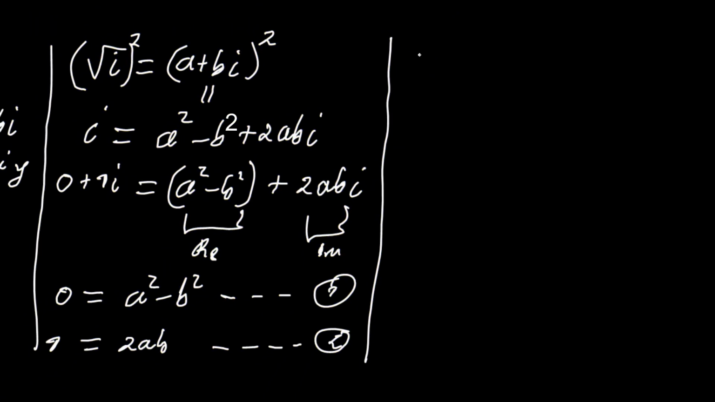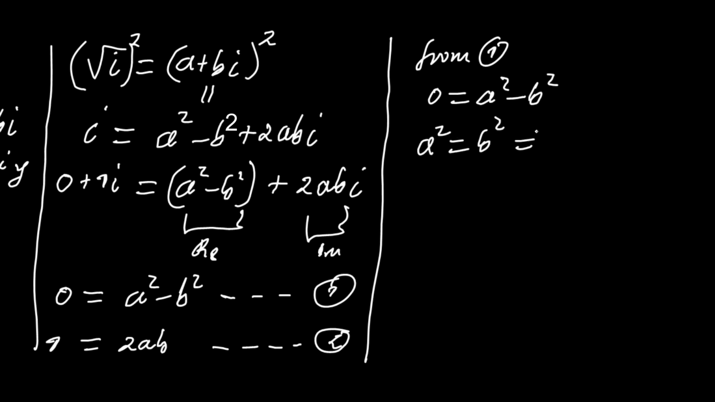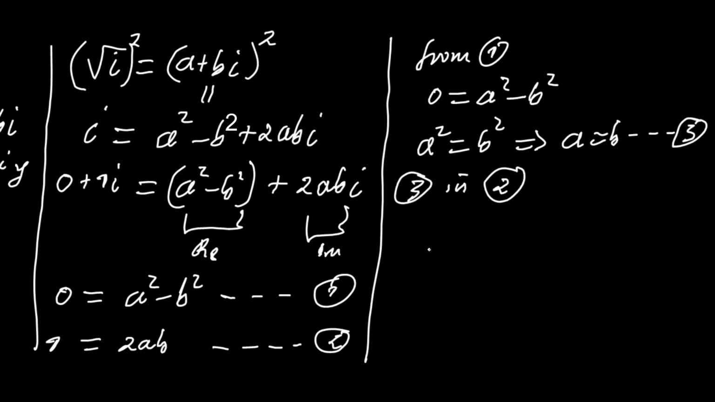Now from equation 1, we see that 0 is equal to a squared minus b squared. This simply means that a squared is equal to b squared, which implies a is equal to b. We can call this our equation 3 and keep that in mind. Now if we put equation 3 into equation 2, from equation 2 we have 1 equal to 2 times a times b. Now what is our a? Our a is b and b remains b. So we're going to have 1 equal to 2b squared.